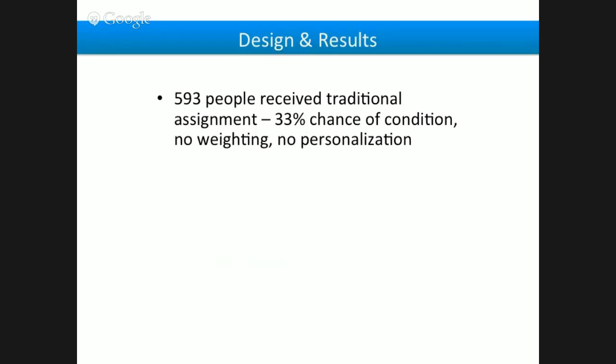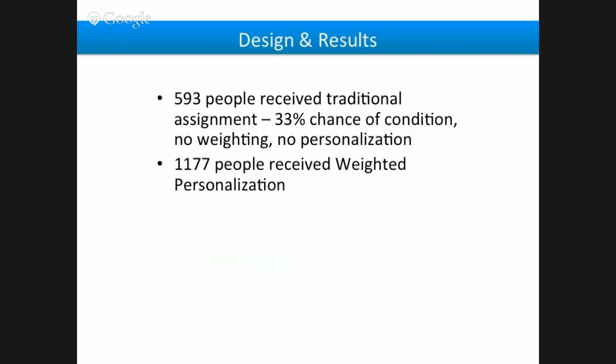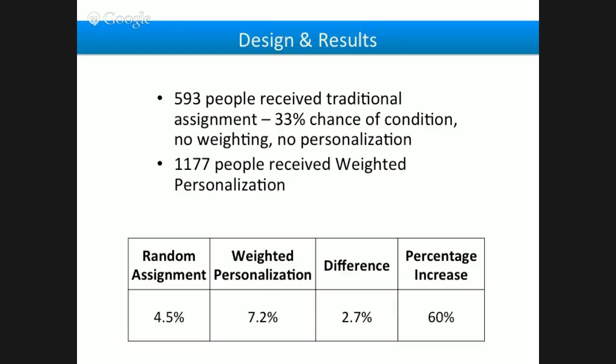So basically, after those 4,000 people, I sent this out to now another about 1,700. 590 people got the old experiment, 30% chance of condition, no weighting, no personalization. About 1,200 got weighted personalization. So that's where I actually updated those weights for every one of the experimental conditions, all 3 factors, and I had different values for all different age groups and all the different number of days active.